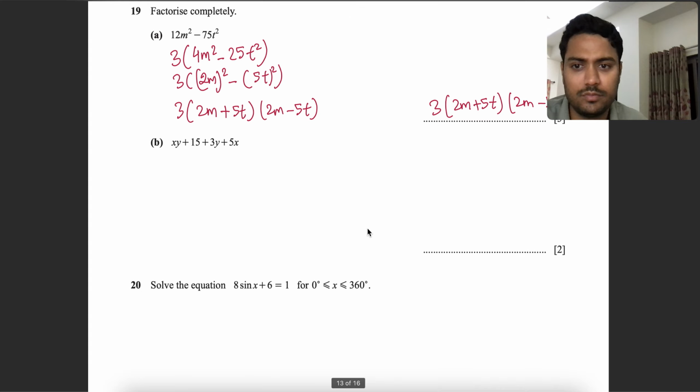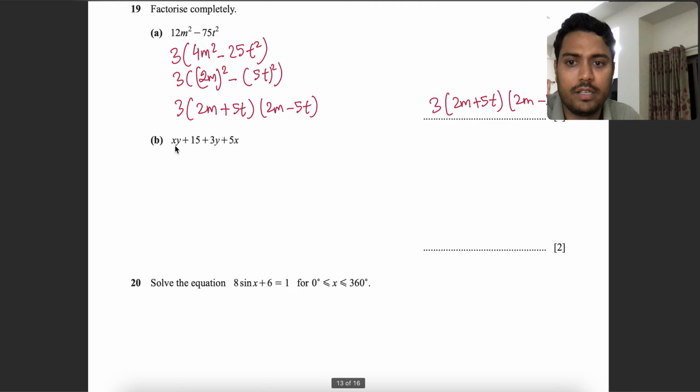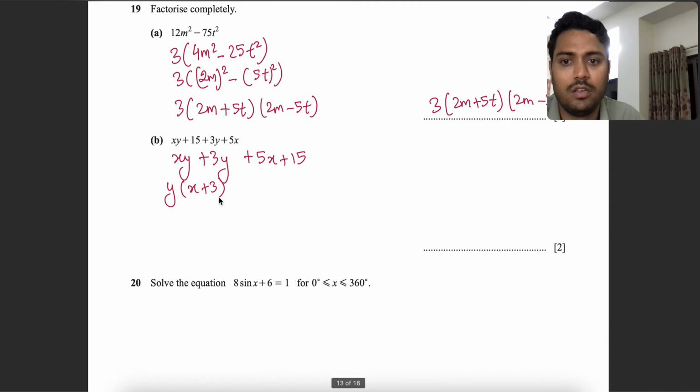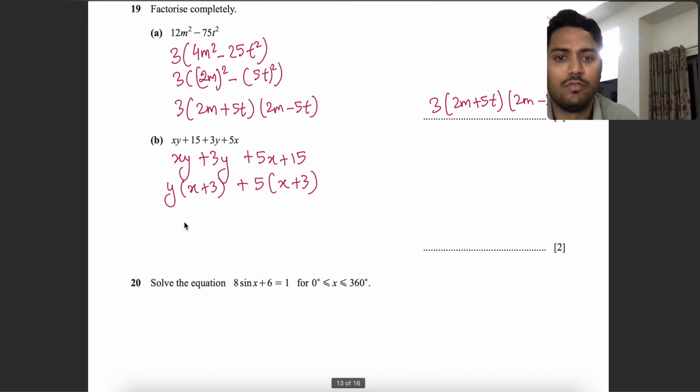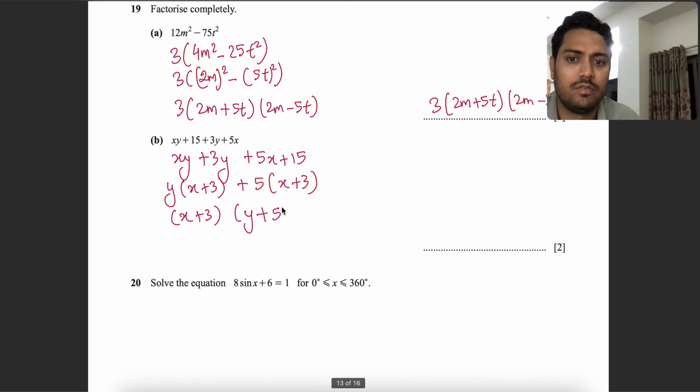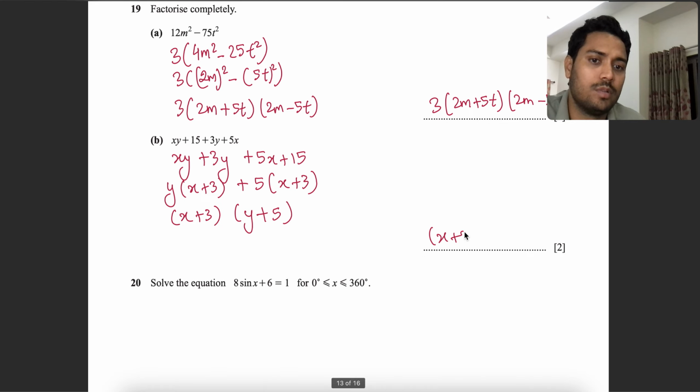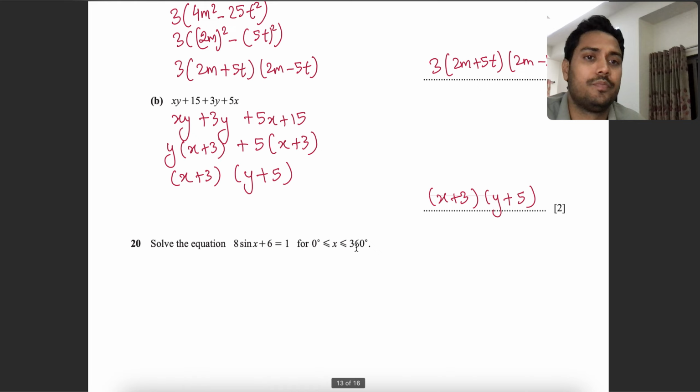That's the answer. Next, b xy plus 15 plus 3y plus 5x. So let's put like terms together, xy plus 3y and this one 5x plus 15 here. From the first two terms, y is common, x plus 3. From the last two terms, 5 is common, x plus 3. From first term and second term, x plus 3 is common and y plus 5. So x plus 3 and y plus 5 is the answer.